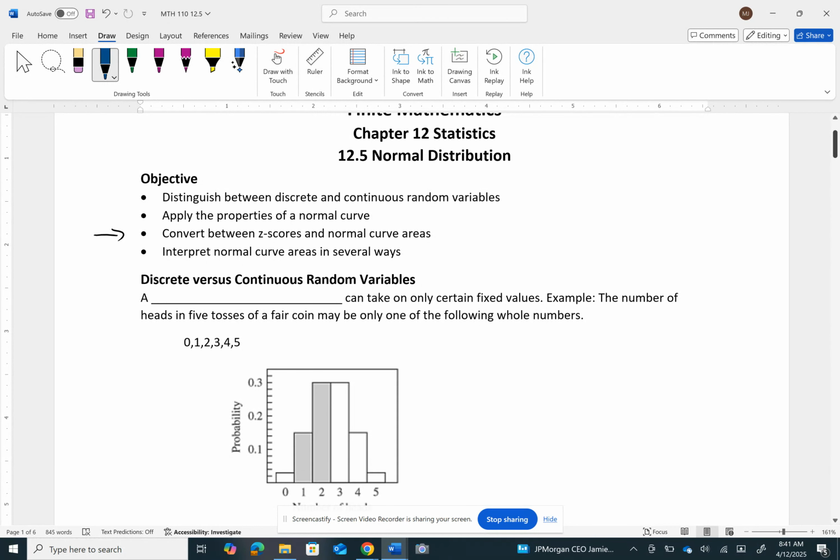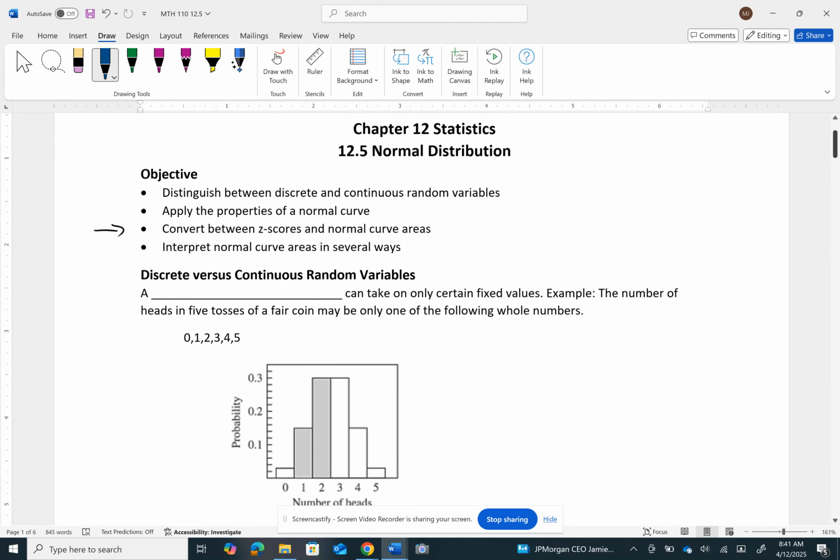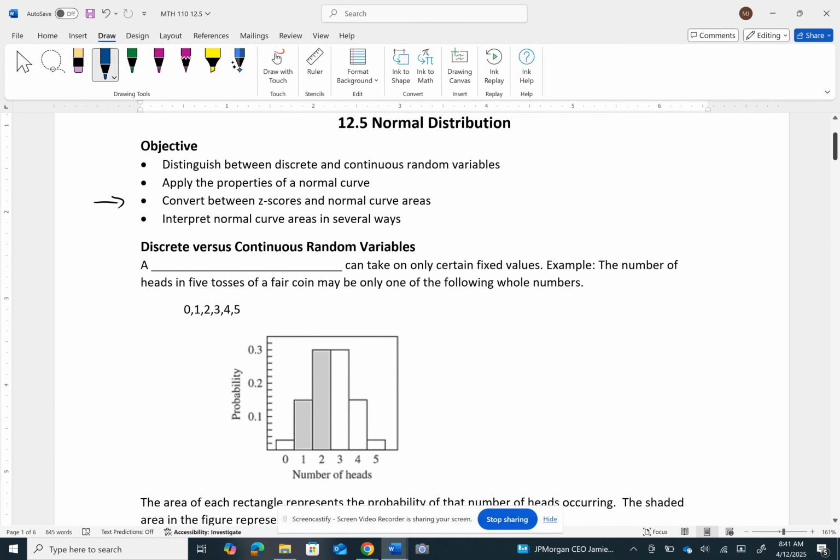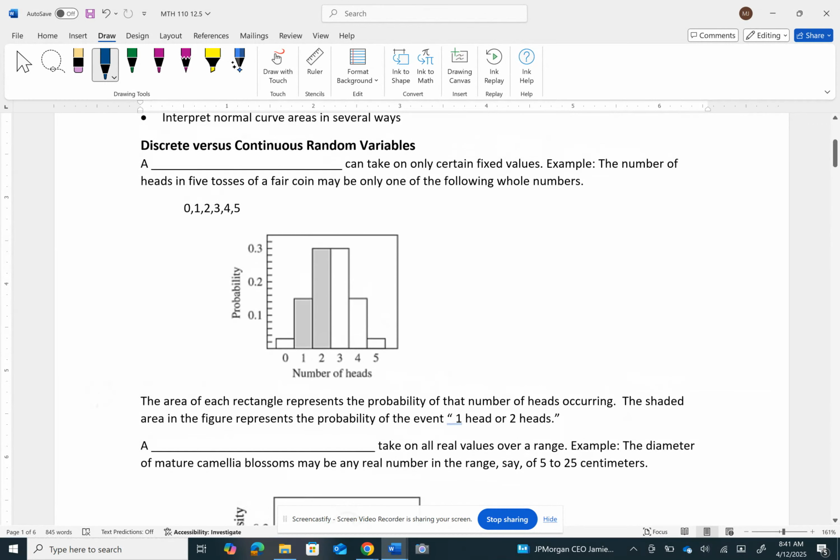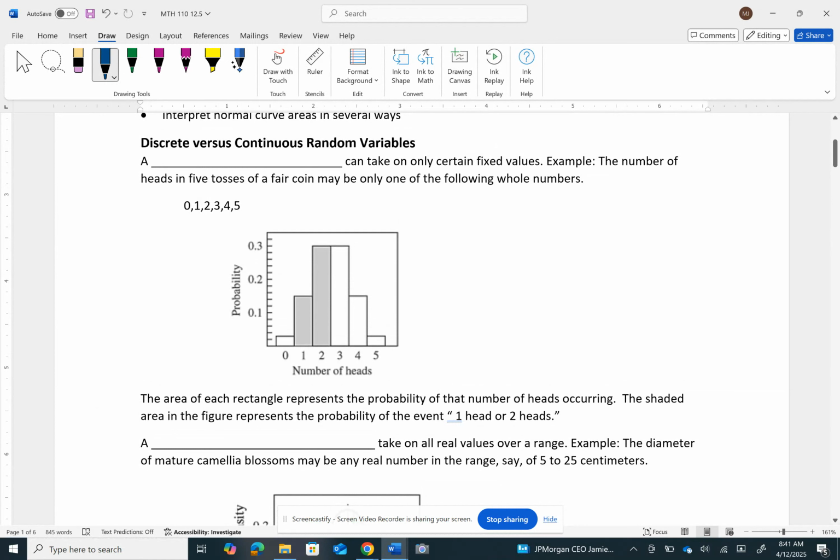And we're going to learn to interpret what these values we're getting out of a z-score table really tell us. Okay. So real quick, let me just go ahead and go through this earlier part. All right, so a discrete random variable is one that can only take on certain fixed values.